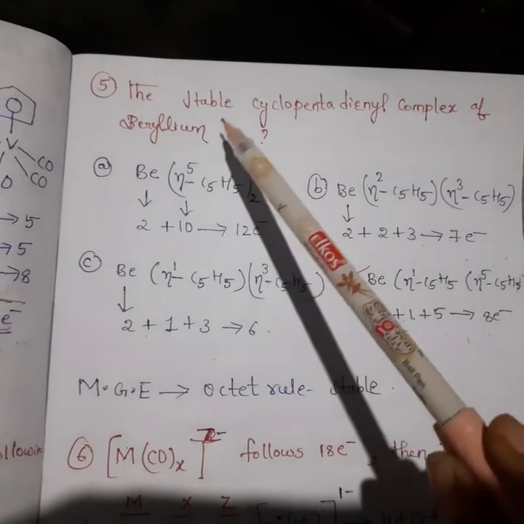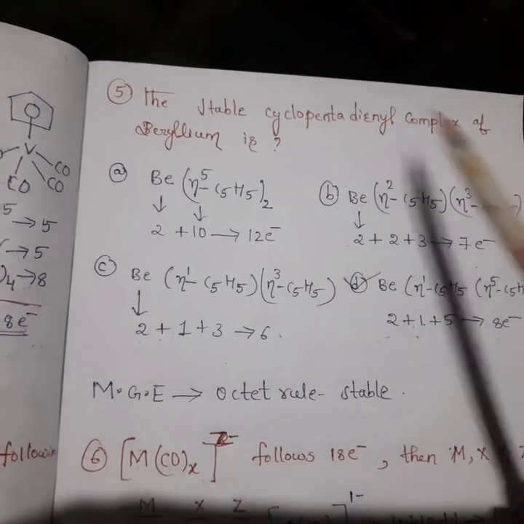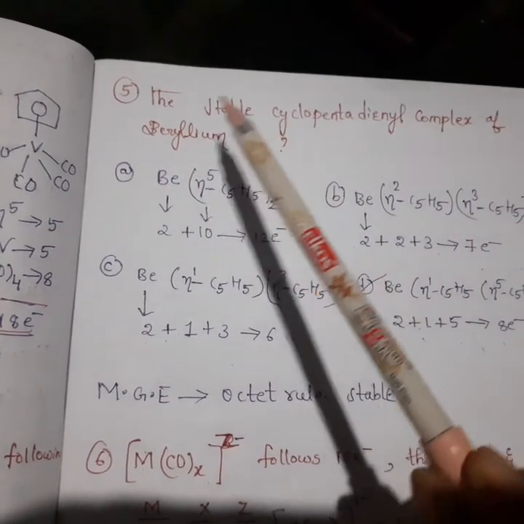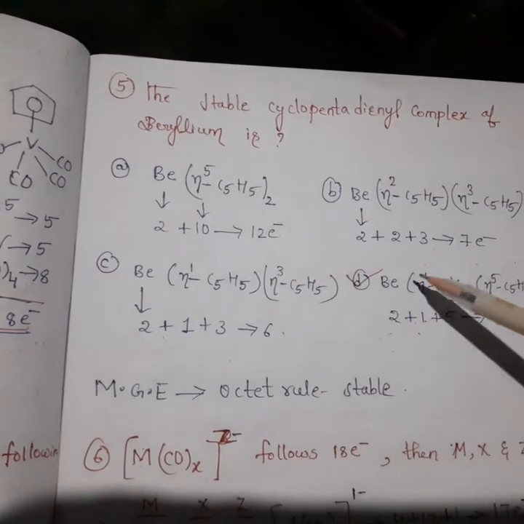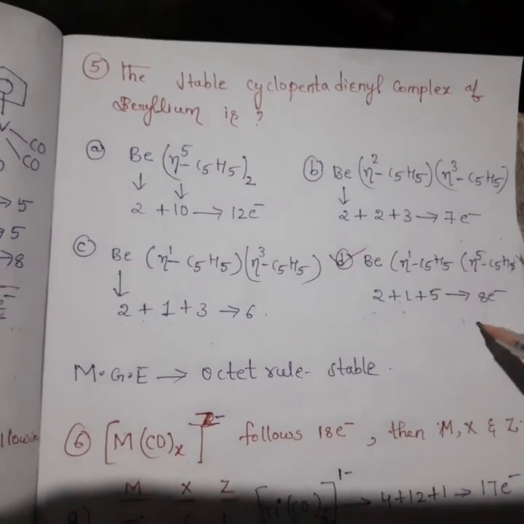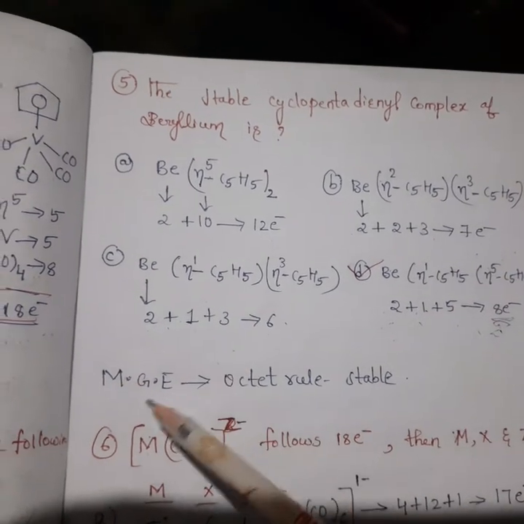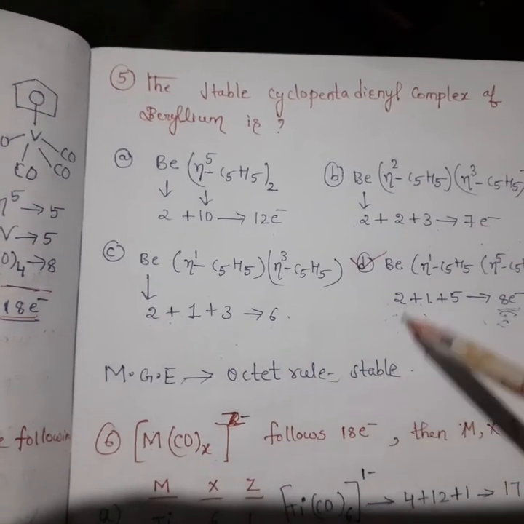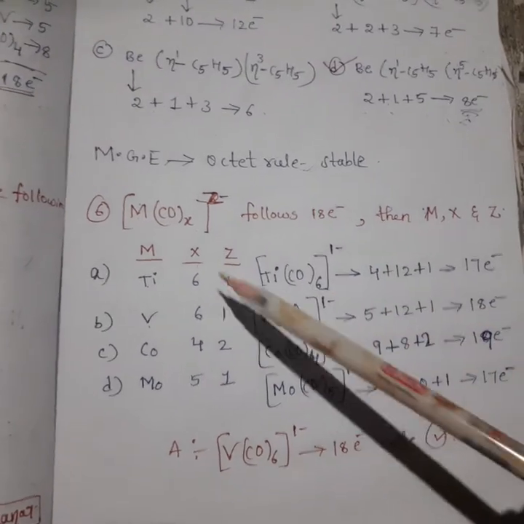Okay, what did they ask? The stable cyclopentadienyl complex of beryllium. I said that main group elements are said to be stable if they follow the octet rule. So let us check the options in which we got 8 electrons. Indeed here we got 8 electrons. So this is said to be stable. Okay, see, main group elements, if they follow the octet rule, then they are said to be stable. Next. Let us see the last question of today's class, friends.